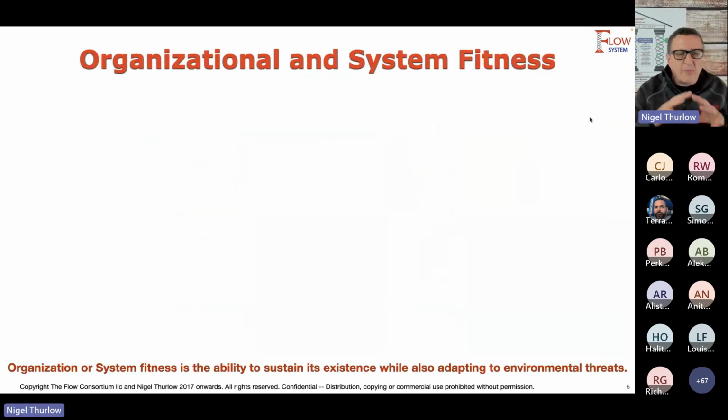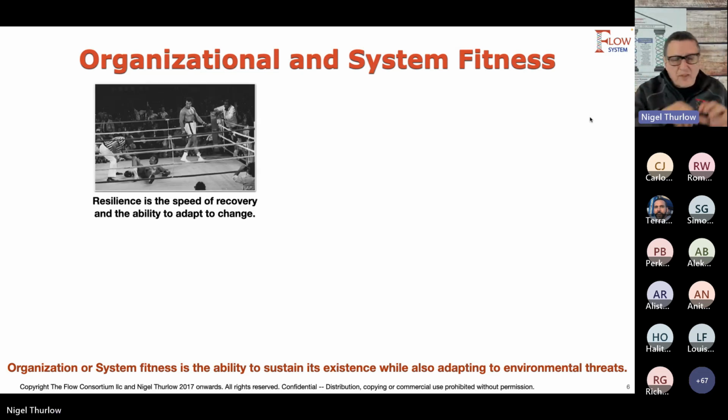Now, we talk about something called organizational system fitness, which is defined as the ability to sustain existence while also adapting to environmental threats. We see where businesses and organizations need to be far more agile, and I'm not talking about software development agile stuff here, I'm talking about business agility. So if we look at one of my favorite heroes from when I was a child, Muhammad Ali, we can see that resilience is the speed of recovery and the ability to adapt to change. That's what we call agile.